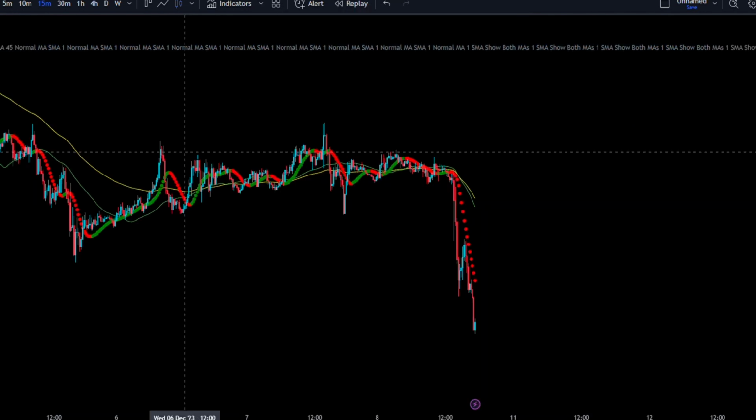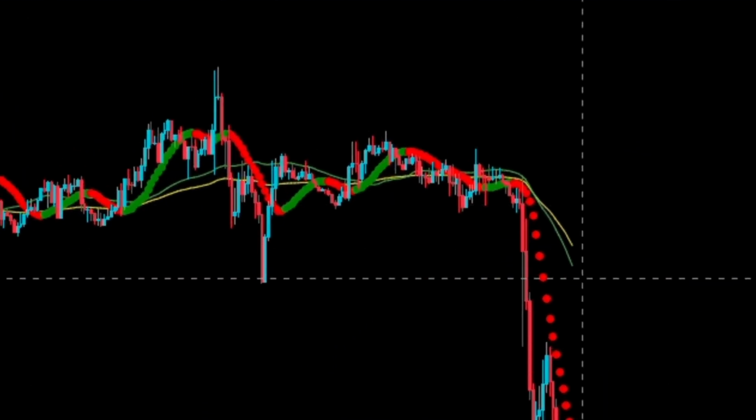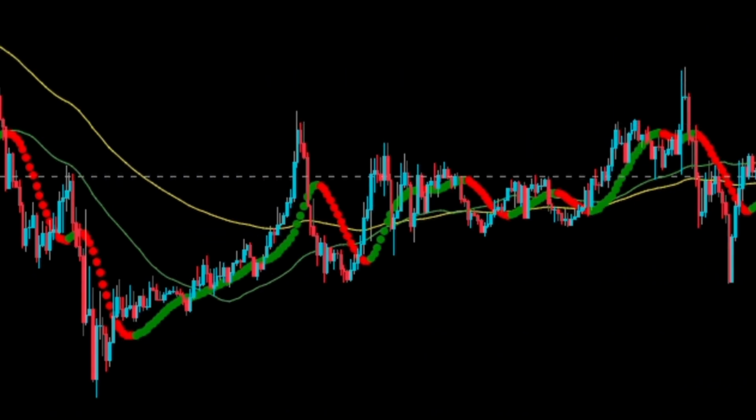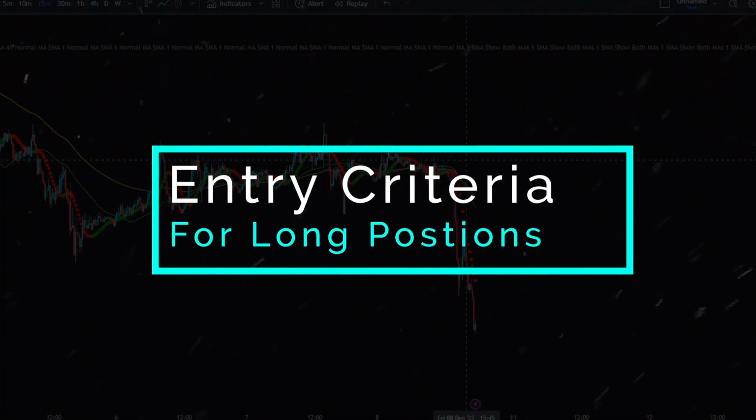Okay, so in this strategy, we're going to be using the 10-in-1 moving averages for our directional indicator. Once we're below both moving averages, we're looking for shorts, and once we're above the moving averages, we're looking for longs. So now let's go and break down the entry criteria.